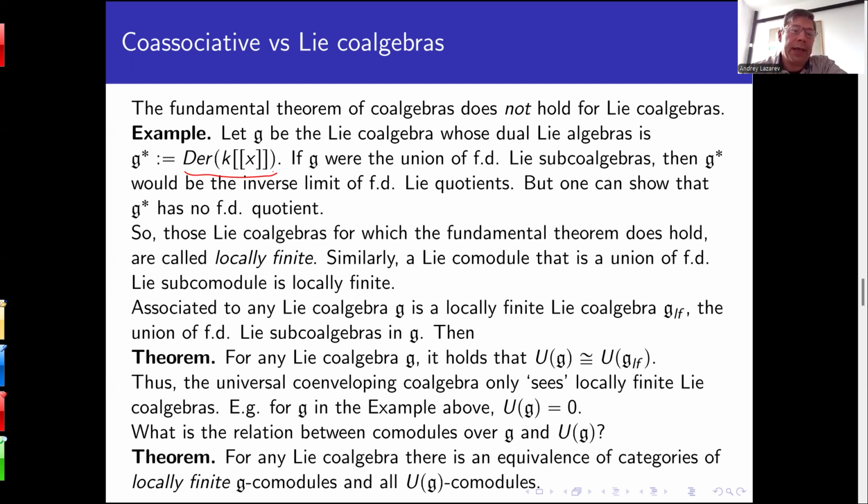Okay, and had this Lie coalgebra satisfied this fundamental theorem, then that would mean that this pseudocompact Lie algebra would be an inverse limit of its finite dimensional Lie algebra quotients. But it has no finite dimensional Lie quotient apart from 0. This may not be completely obvious, but it's not so hard either.